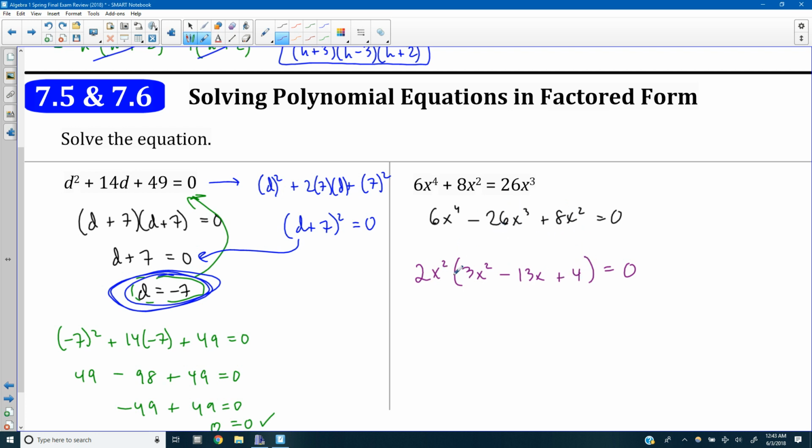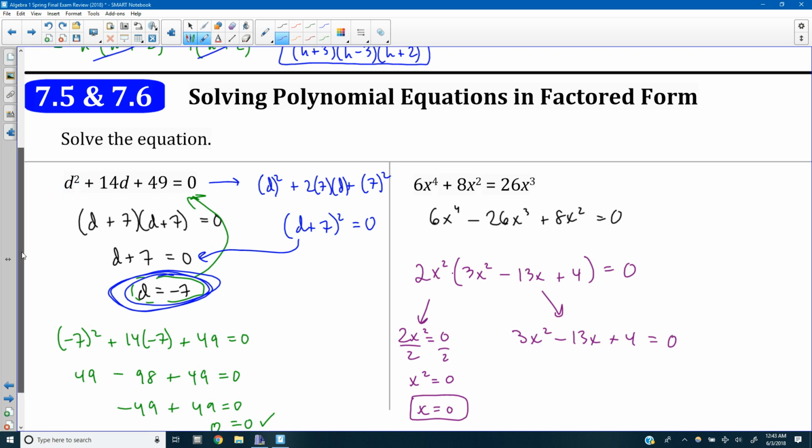So now what you have is a product. You have 2x squared times this equals 0, which you can do the zero product property from here and say that either 2x squared equals 0, and if it does, divide both sides by 2, you get x squared equals 0. Take the square root of both sides, you get x equals 0. That's one solution. Or this whole thing equals 0, and now it's almost like doing a problem like the previous one where you just got to solve it like a quadratic.